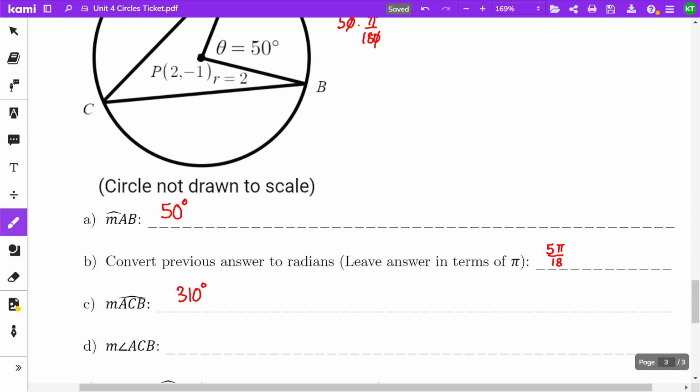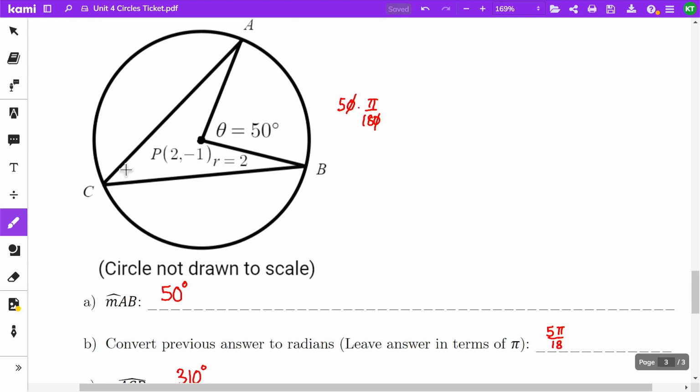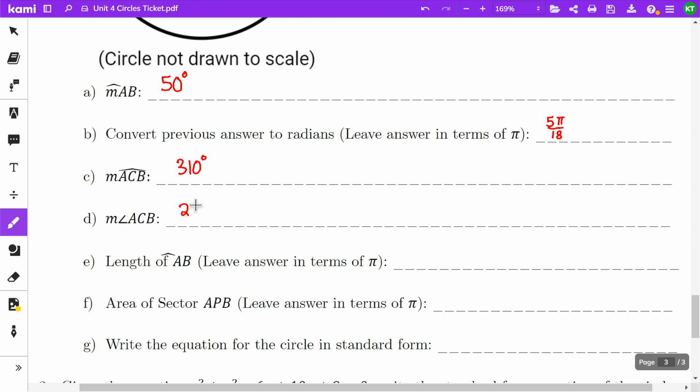And then lastly, in terms of angles and arc measures, we're going to talk about angle ACB, which is our inscribed angle here, which is half of our intercepted arc. And our intercepted arc is 50 degrees, so half of 50 degrees is going to be 25 degrees. So 25 degrees.